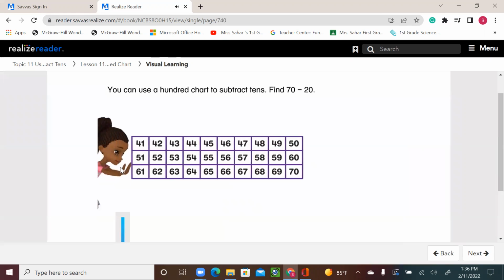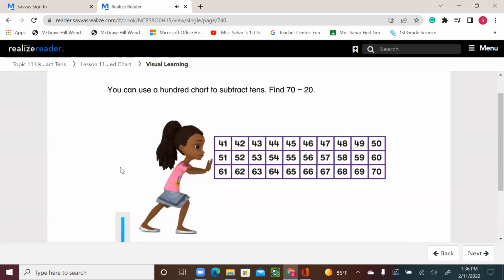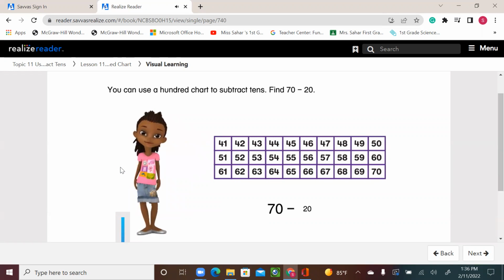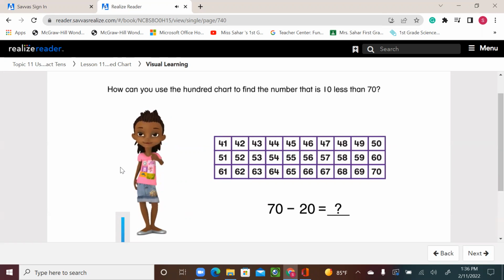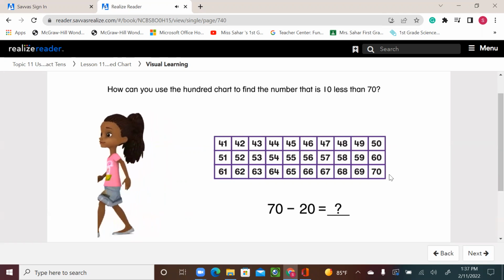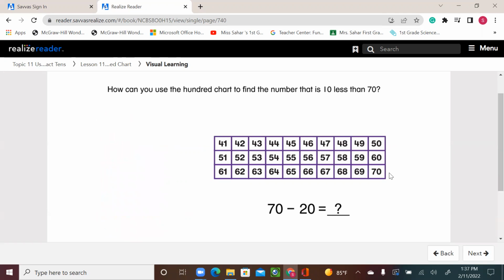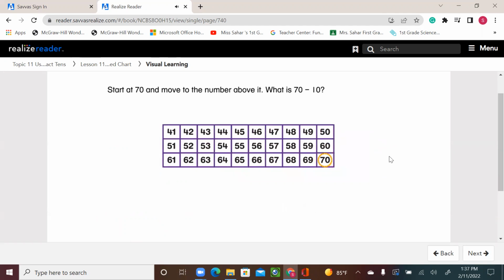You can use a 100 chart to subtract tens. Find 70 minus 20. How can you use the 100 chart to find the number that is 10 less than 70? Start at 70 and move to the number above it. What is 70 minus 10? 70 minus 10 equals 60.